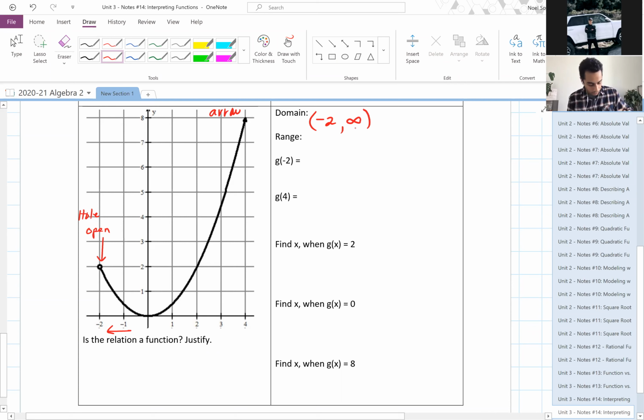Now let's talk range. What's the minimum y value that you see? What is that y value? Yeah, that'd be 0. So for range, I want to say that's 0. It's solid, the line is solid there, so we can include it. And then what would you say is the maximum? -8?